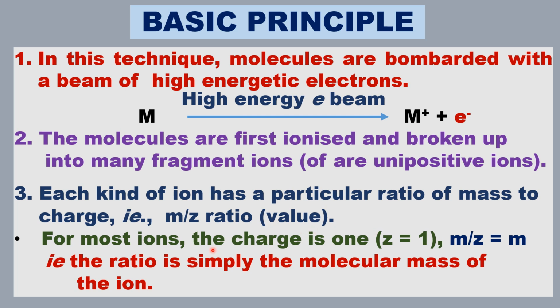For most ions, as I said, most of the fragment ions are unipositive. Therefore, the charge is equal to 1, z equal to 1. Therefore, m by z equals m. The ratio is simply the mass of the fragment ion.